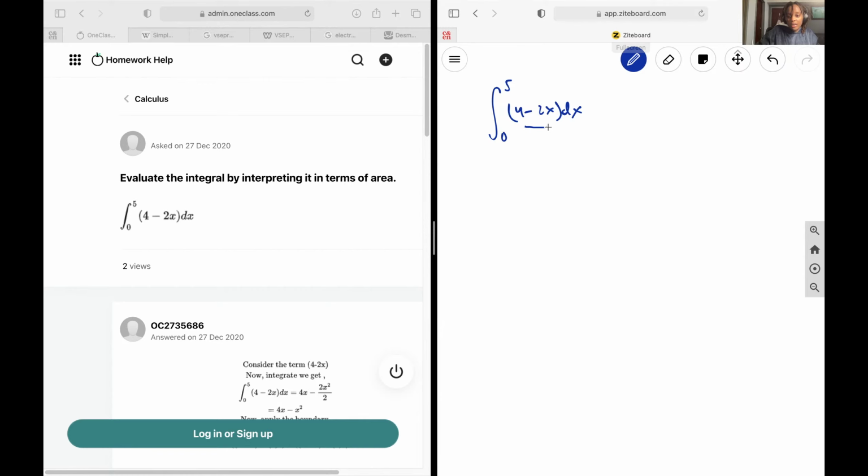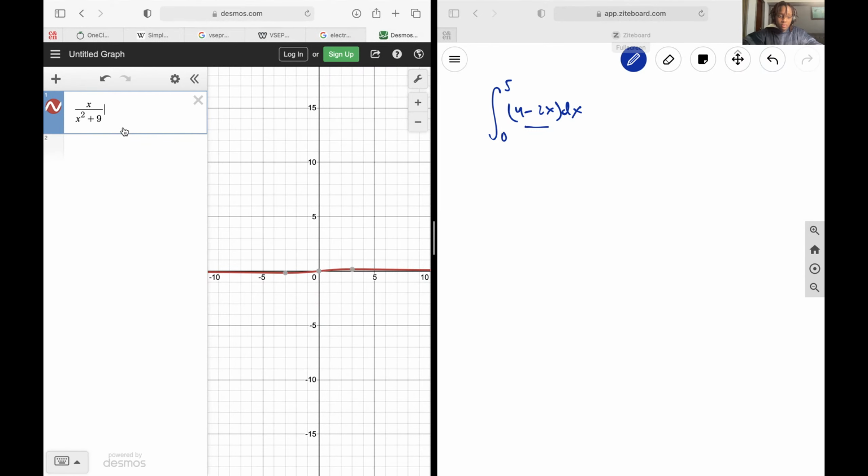So I could go ahead and plot this function, if I'd like, and integrate it from 0 to 5. So find the area under the graph from 0 to 5. And from this alone, I can tell that area is going to be negative because the area above the x-axis, which is positive, is less than the area below the x-axis, which is negative.